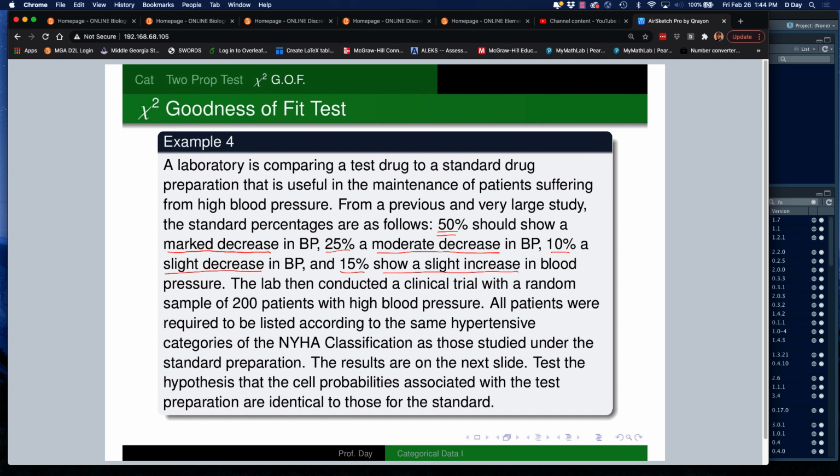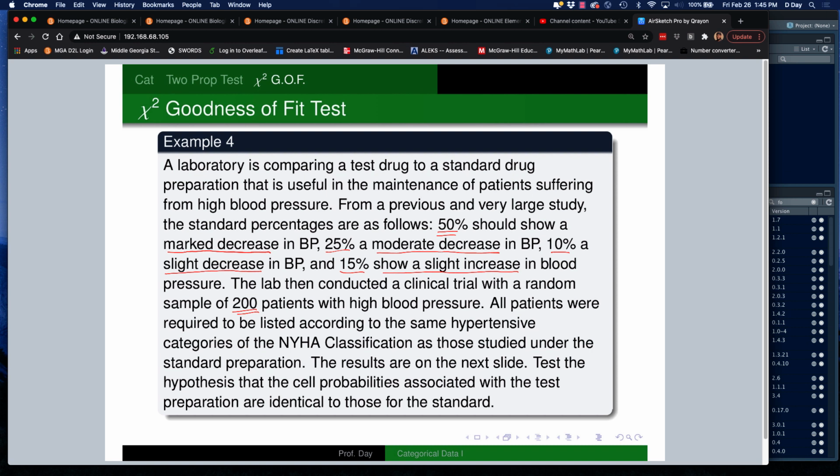So the lab went off and conducted a clinical trial with a random sample of 200 patients with their test drug. Right? All the patients were required to be listed according to the same hypertensive categories that the standard drug classifications were. In the way this words it is the categories of the NYHA, which I assume stands for New York Health Association classifications, under that standard prep.